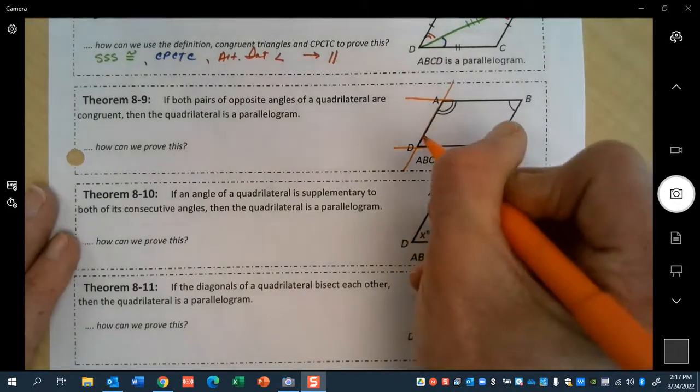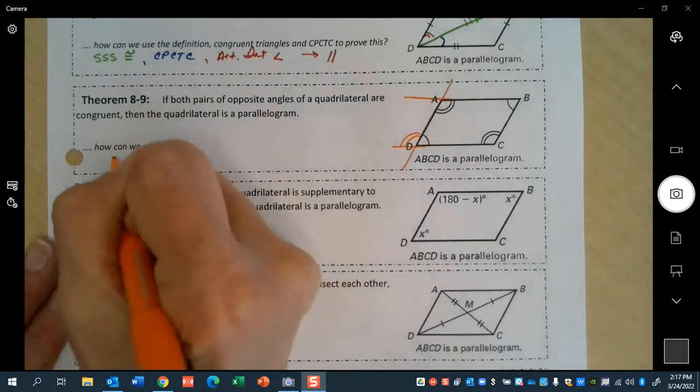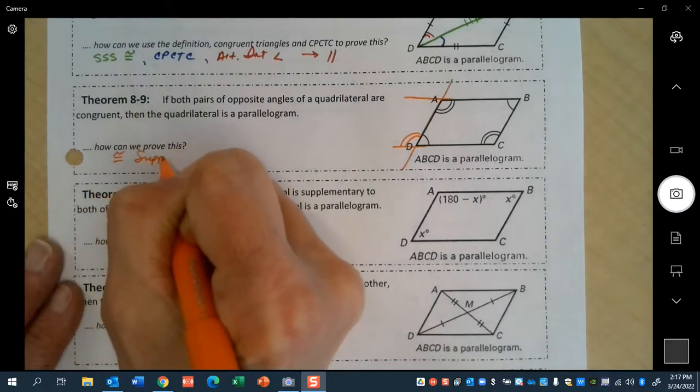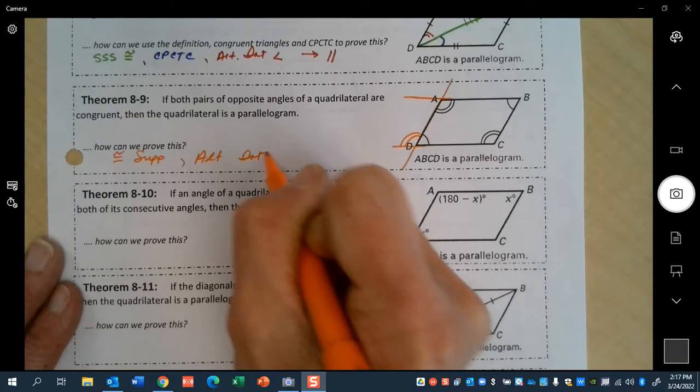What if I said that? Does that help? Go ahead. What does that give me? Alternate interior angles. If this is supplementary to this one, that means that one's congruent, right? So now I have congruent supplements. Are you okay with that? Yep. Congruent supplements. And that's how I end up getting my alternate interior angles.